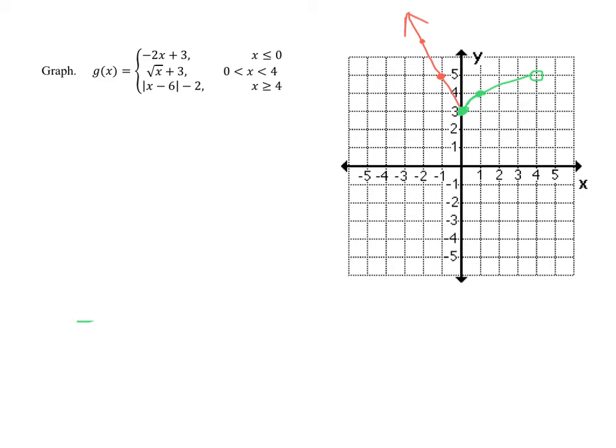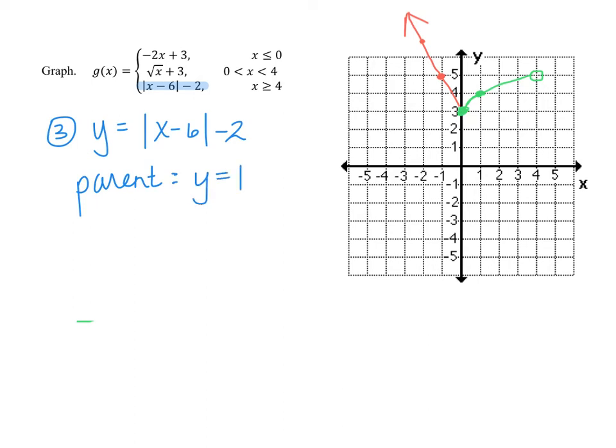And lastly, we'll look at the last piece, which is right here, the absolute value of x minus 6 minus 2. So I'm going to label that as my third piece. y equals the absolute value of x minus 6 minus 2. So once again, we have a new parent function. The parent function here is y equals the absolute value of x, which hopefully you remember is a V shape, typically (0, 0), (1, 1), (2, 2), and then (-1, 1), (-2, 2) to get that nice V shape for the absolute value of x.